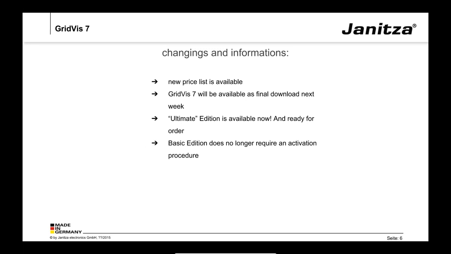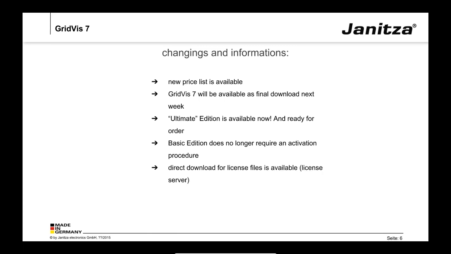The Basic edition no longer requires an activation procedure. That is also new. That means if you install GridVis, you do not need to activate it if you want to use only the basic functions. The Basic edition no longer needs activation. It begins with GridVis 7. With GridVis 6 you must activate it. With GridVis 7 that is not necessary.